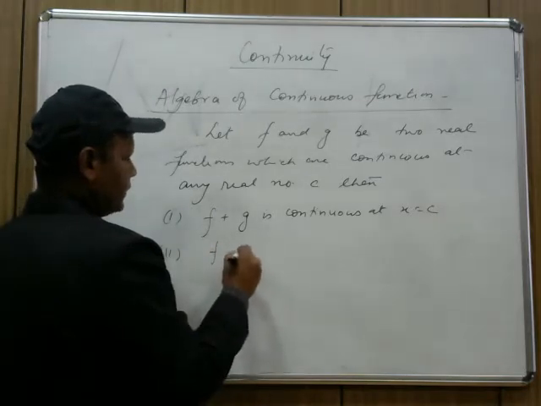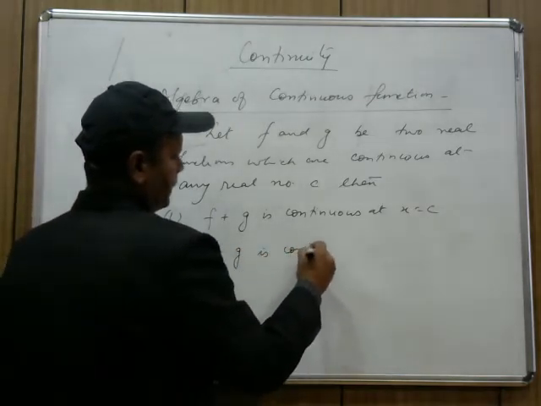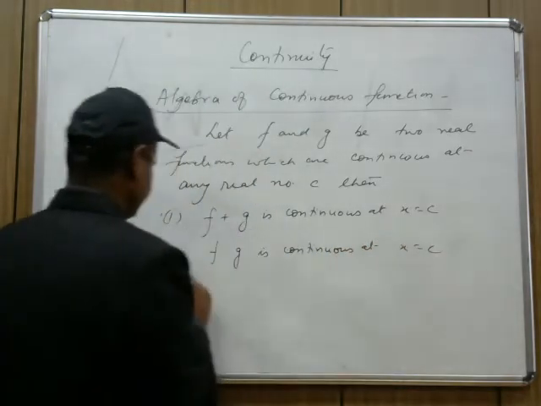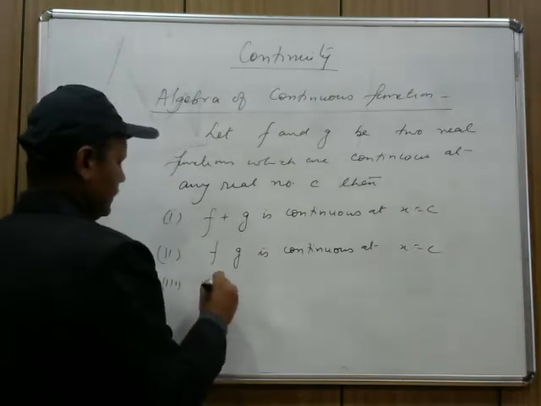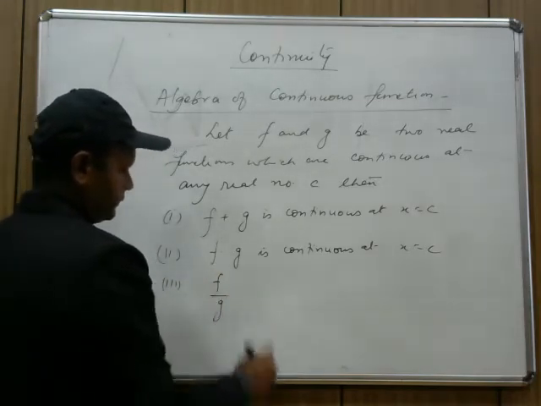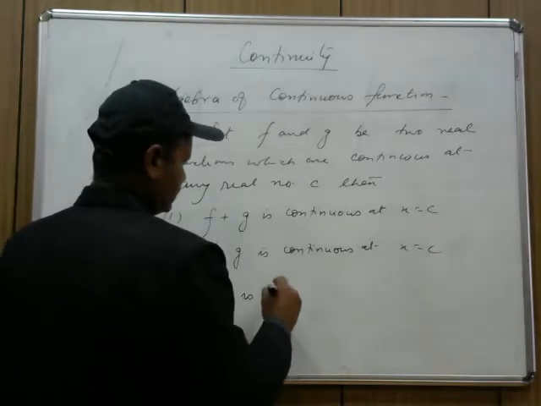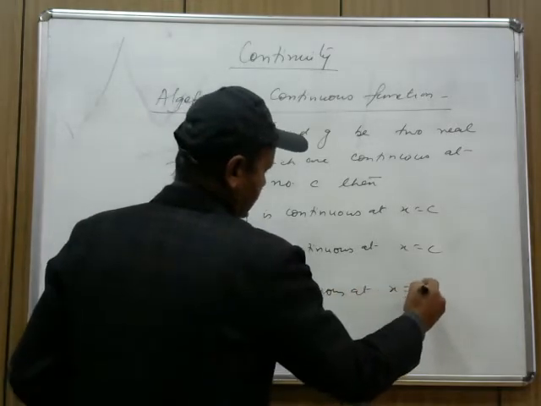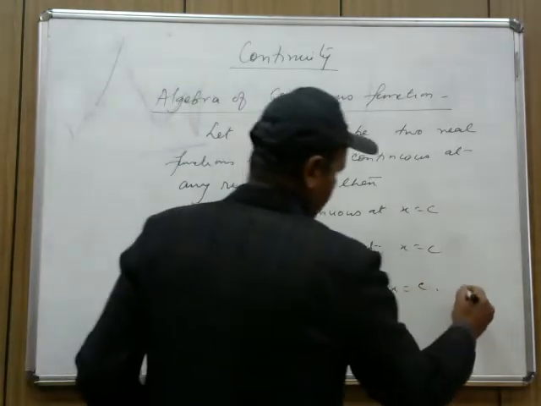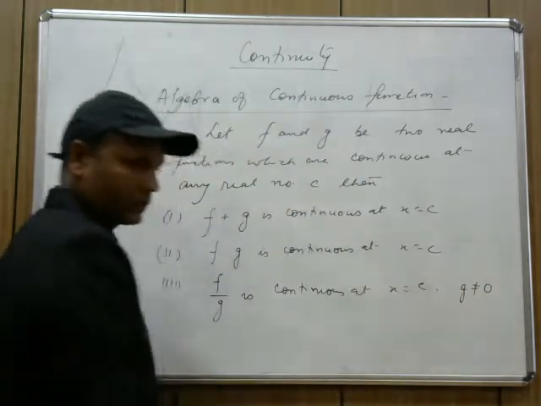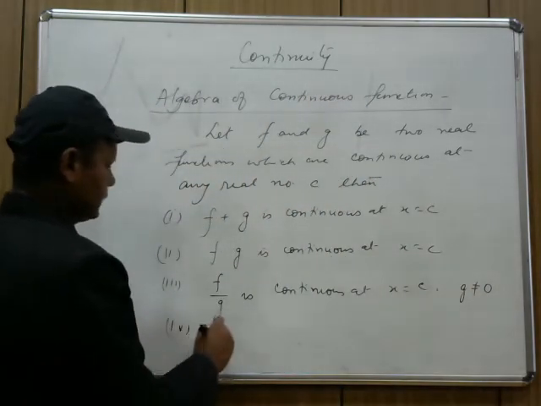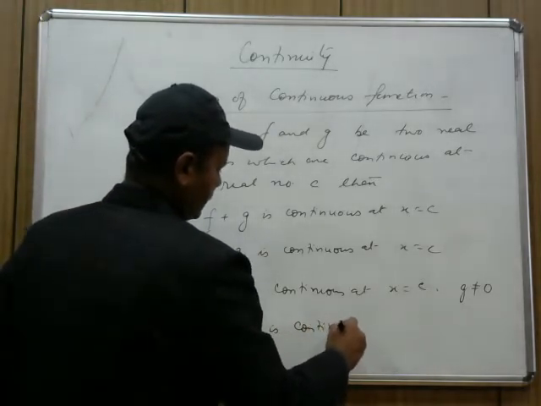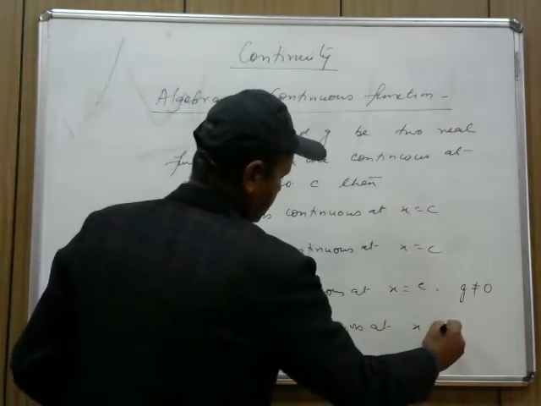Second, f into g is continuous at x equal to c. Third, f by g is continuous at x equal to c provided g of x is not equal to 0. The fourth, f minus g is also continuous at x equal to c.